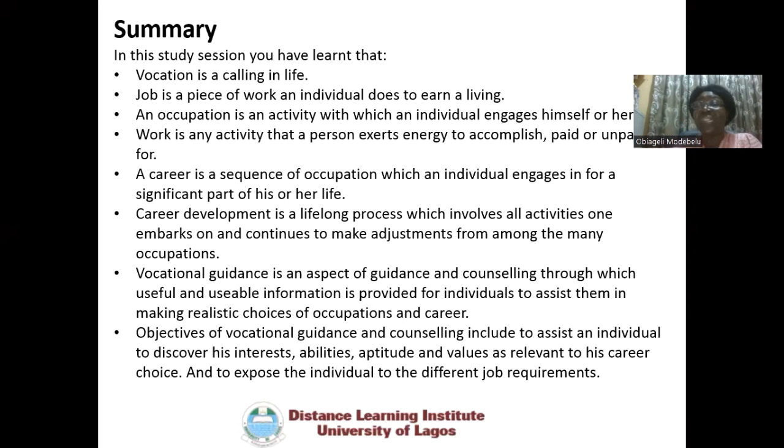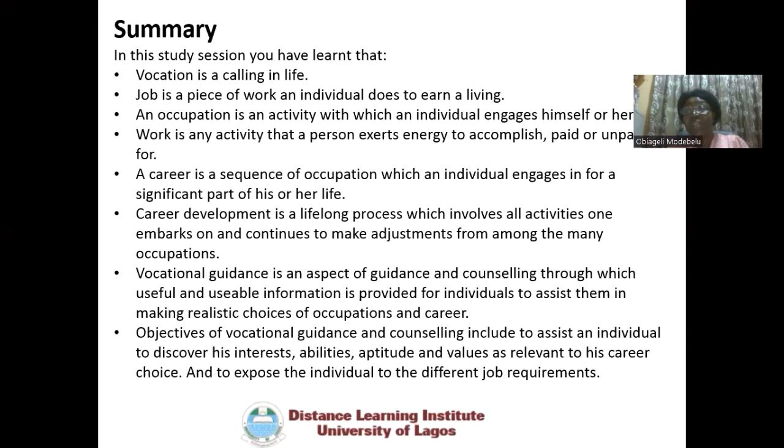And then we talked about unskilled job, like being a house help. You don't need any training to be a house help. And then we talk about occupation. It's an activity with which an individual engages himself or herself. Engage yourself, be busy, keep busy. It can also be paid or unpaid. Then we have work, which is an activity that a person exerts energy to accomplish. Can be paid for, may not be paid for. Then we have career. And we said that career is a sequence of occupations which an individual engages in for a significant part of his life.